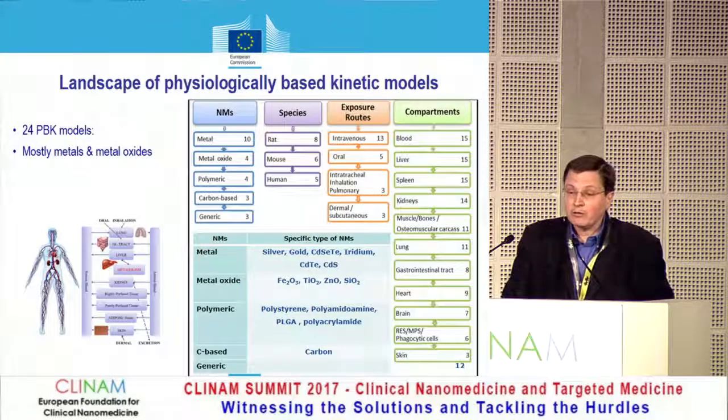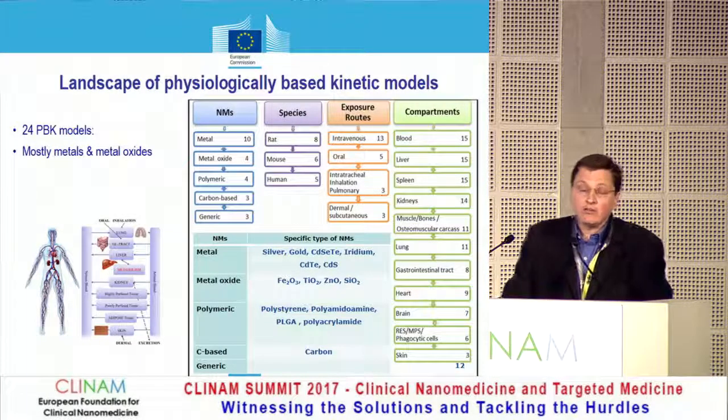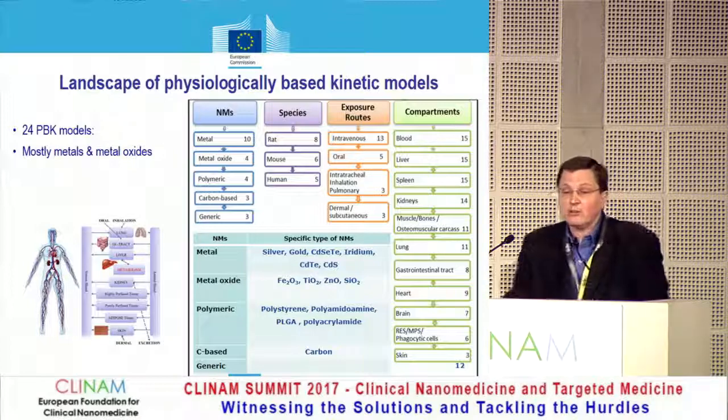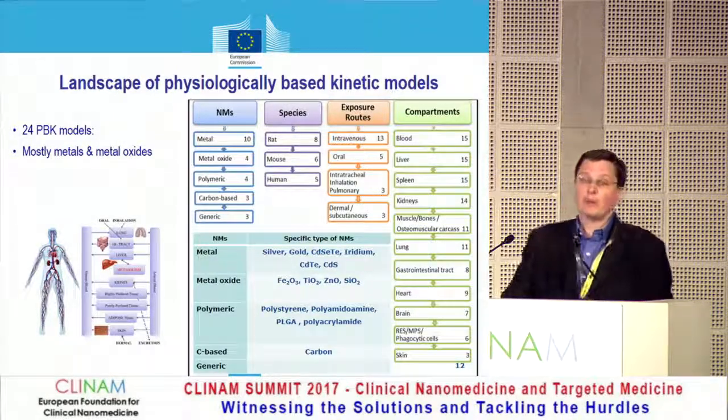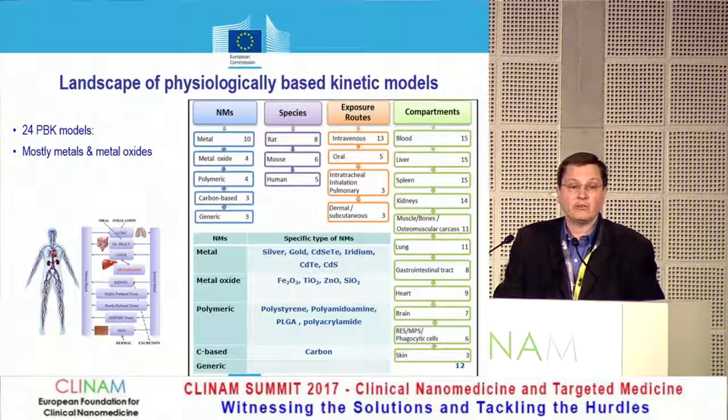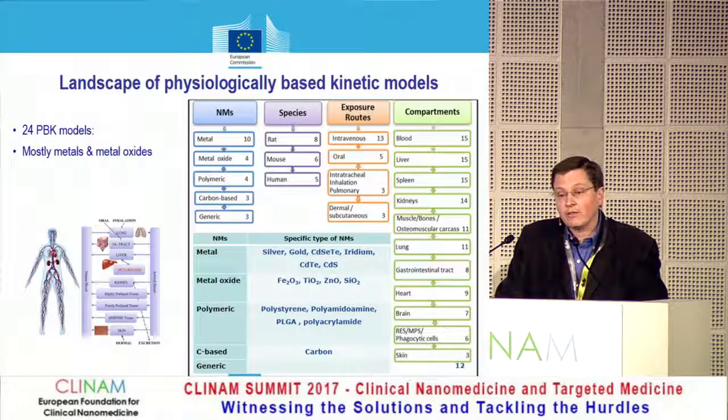Turning now to the more biologically based models, we can see that not many physiologically based kinetic models are identified in the literature. In fact, just 24 such models, and these were mostly developed for the assessment of fate of metals and metal oxides. It's also important to note that these models carry quite a number of assumptions. For example, they assume that there's no agglomeration and aggregation within the blood. They assume that the nanomaterials are equally distributed throughout each compartment.